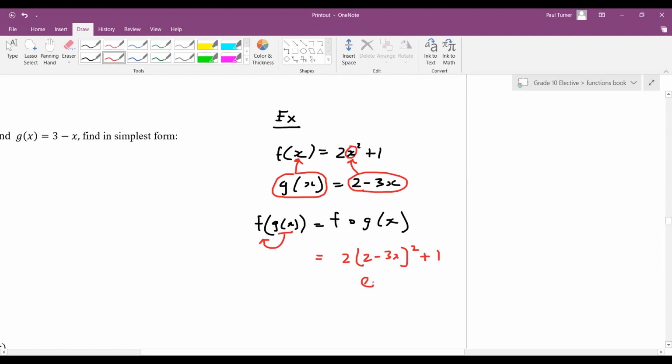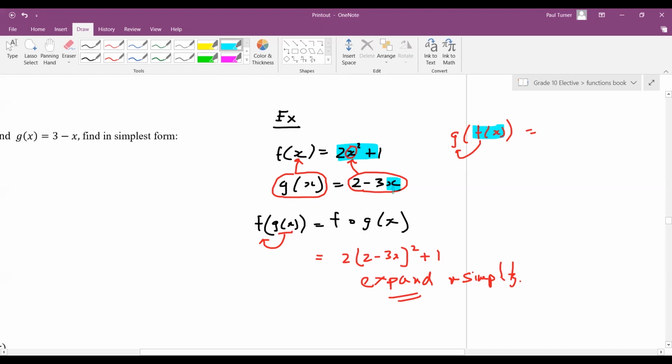And then you would expand this. You can do that yourself if you want. Expand and simplify. Okay, again, if you do the opposite, you may be putting g(f(x)). You're putting the f function inside the g function, like that. So get your f function, which is this, and put that inside g.